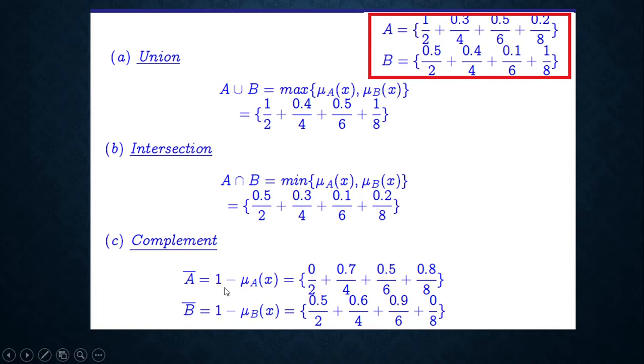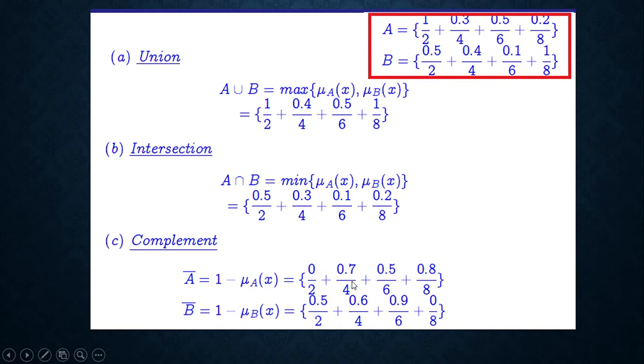That is defined as 1 minus membership of A of x. It's simple. Consider the fuzzy set A here; you have to subtract the membership value of each element from 1. That is 1 minus 1, it is 0. Hence the resultant membership value of 2 in A complement is 0.